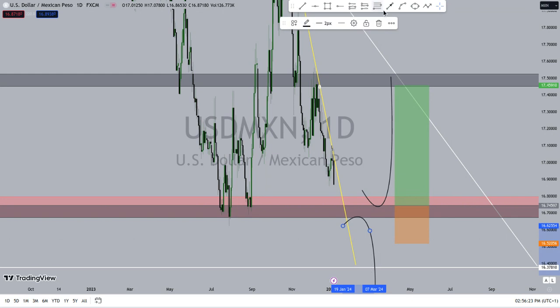But we'll be watching out for price action around this level. This is going to tell us where the next move is going to be. So stay put and keep your eyes on USD against the Mexican peso.